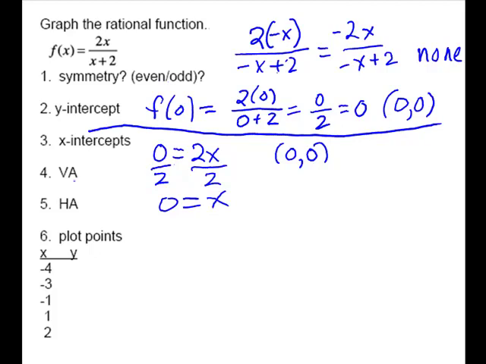All right, vertical asymptotes. Remember, you look at your denominator, right? x plus 2. When is this equal to 0? When x equals negative 2. So this one, x equals negative 2, that's our vertical asymptote.